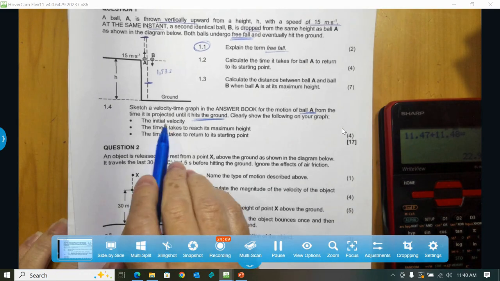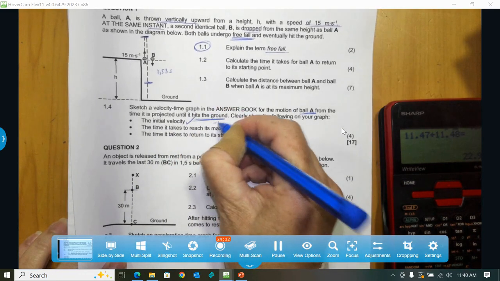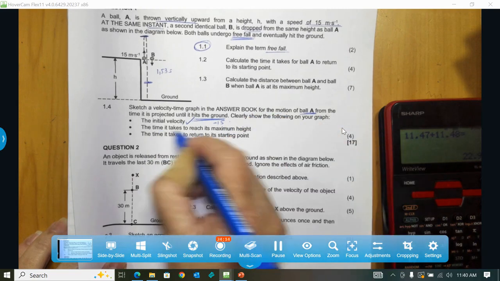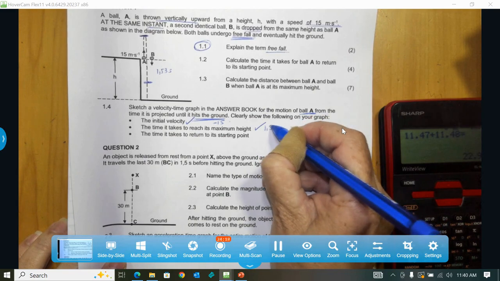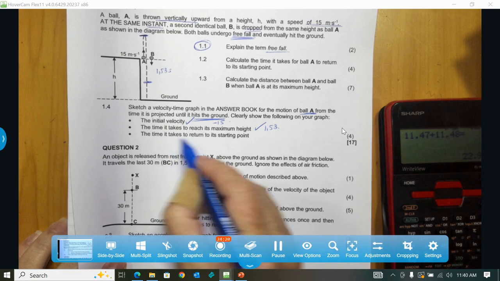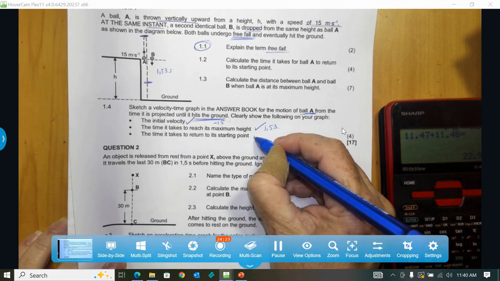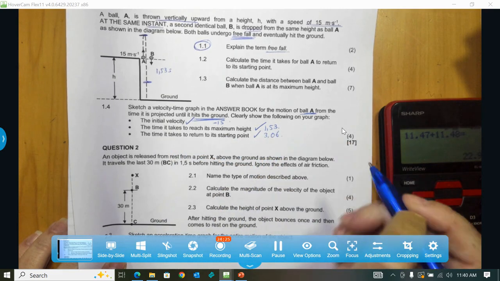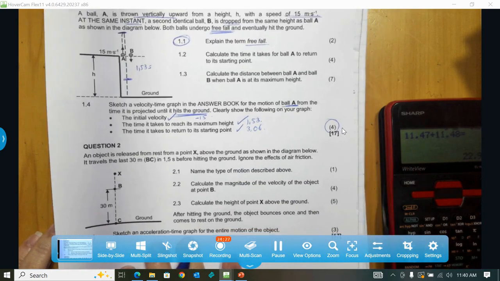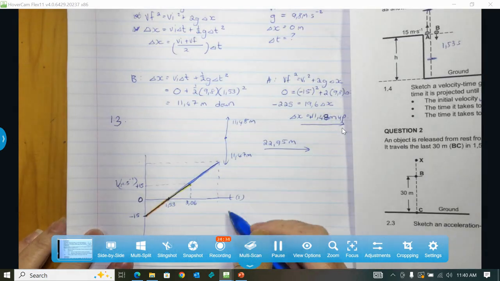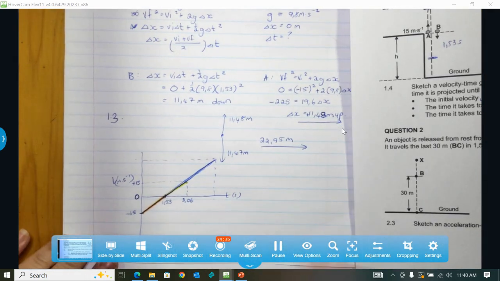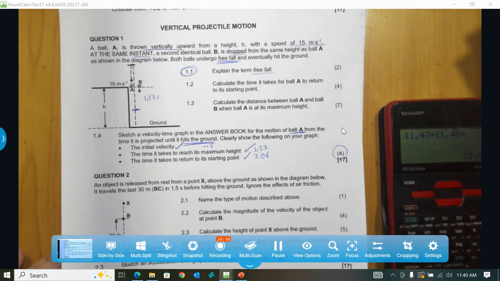So let's go back. Initial velocity, we've indicated it. That was the minus 15. Time taken to reach its maximum height, we've included that. That was the 1,53 seconds. The time it takes to reach its starting point, that was the 3,06 seconds. Makes sense for 4 marks. They're looking for the gradient and the shape of the graph and not any more marks because I don't have to calculate anything else. And there we go. That's your entire 17 mark question.